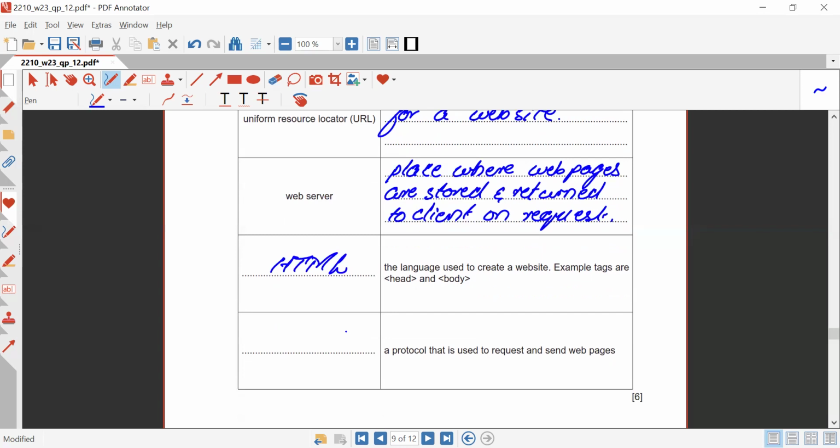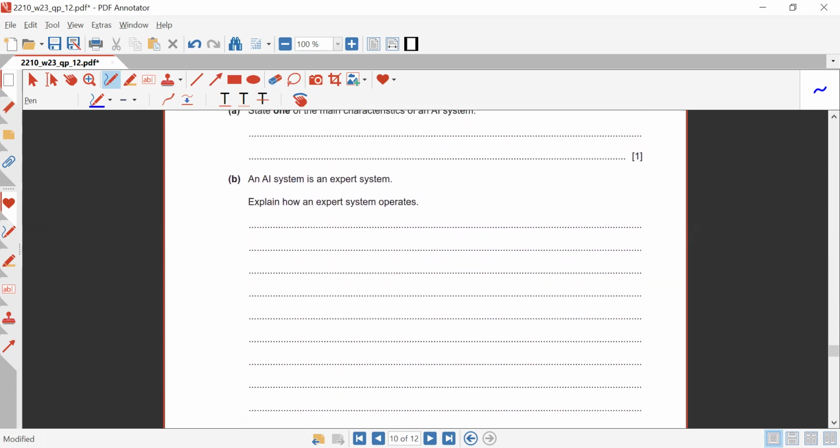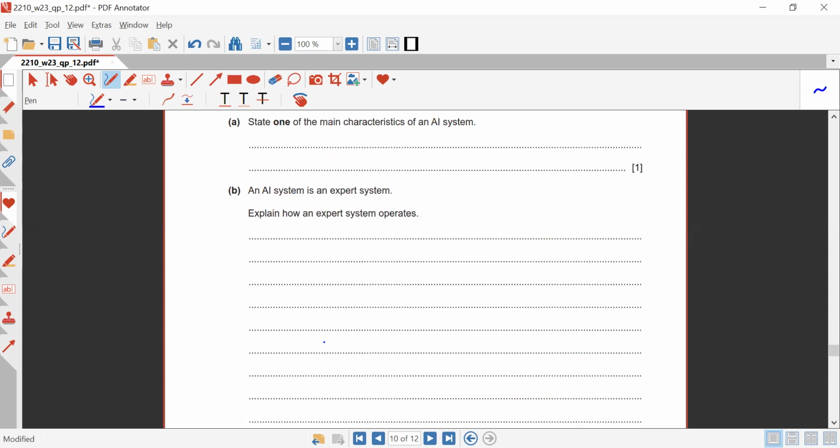Now they are saying a protocol that is used to request and send web pages. So HTML is hypertext markup language, so the similar protocol should be utilized. So it's the hypertext transfer protocol, that's HTTP in abbreviated form. Okay, now coming towards, I think we do have a question over here. Let's see.